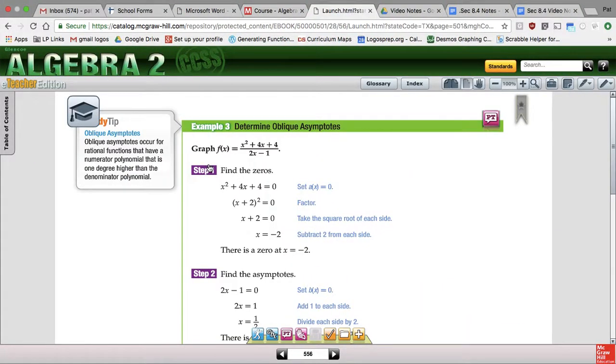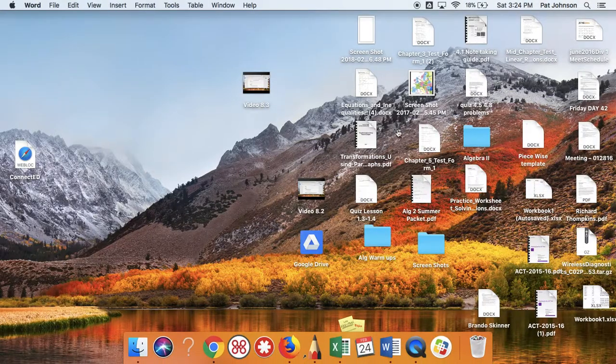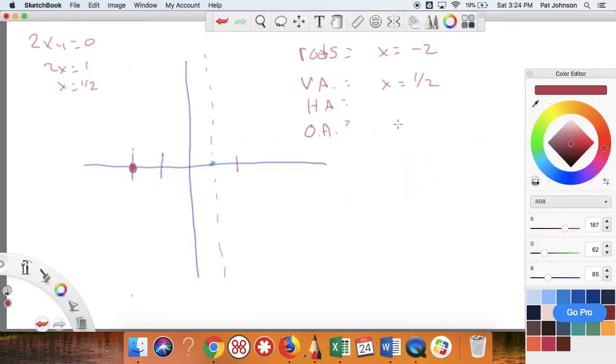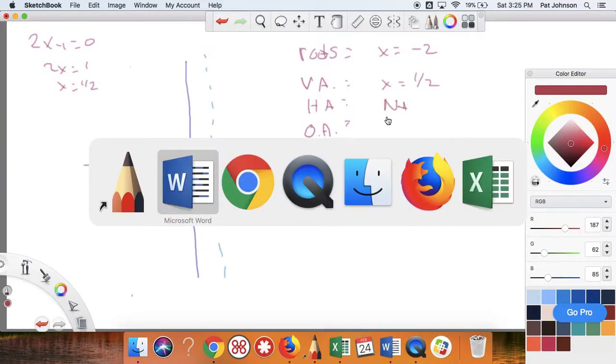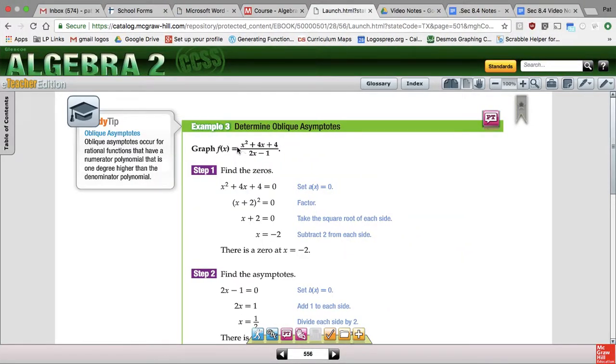And what else do we know? Horizontal asymptote. Well, look at the degree. It's higher in the numerator than in the denominator, so there is no horizontal asymptote. So we say there's no horizontal asymptote. What about the oblique asymptote? Well, you have a degree of 2 and 1. 2 minus 1 is 1, so it tells me we have an oblique asymptote.